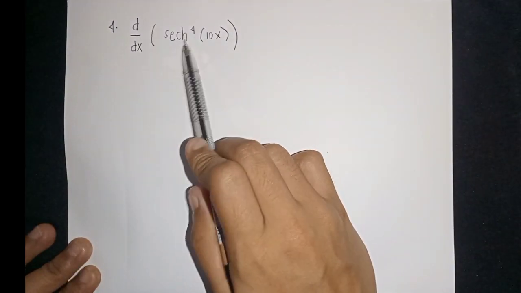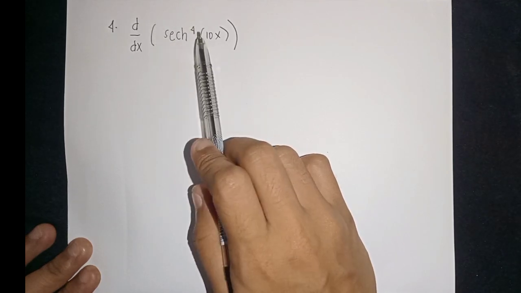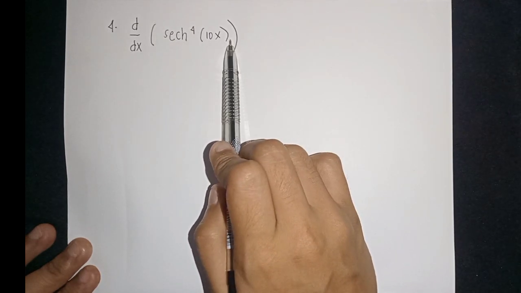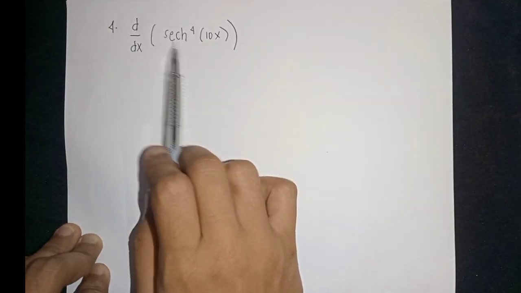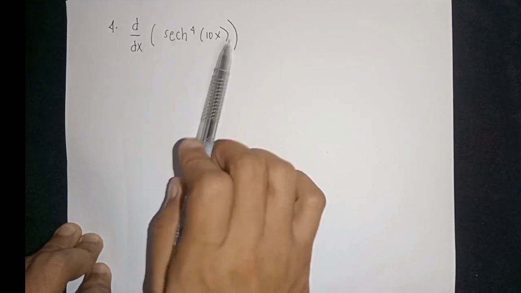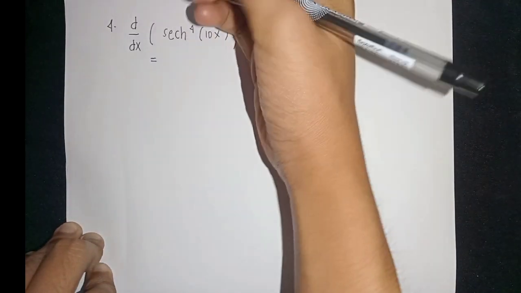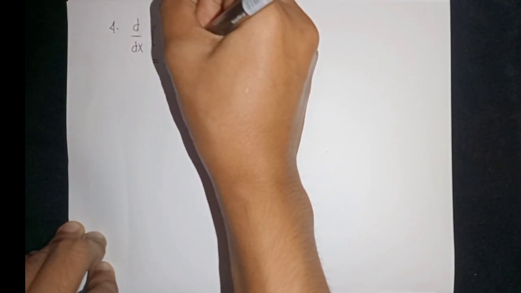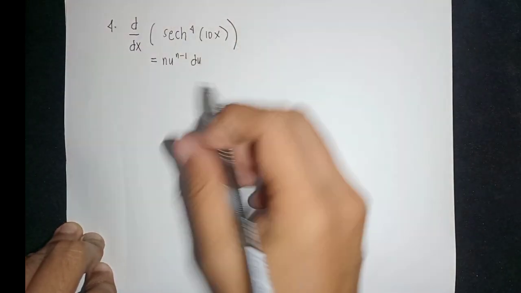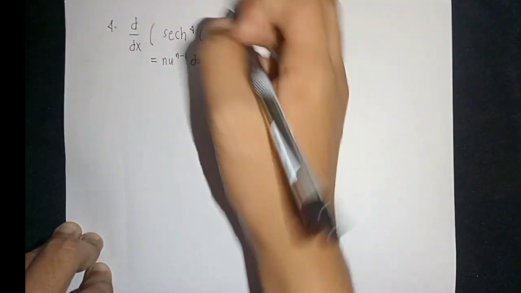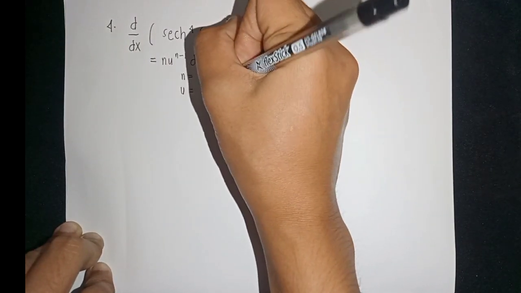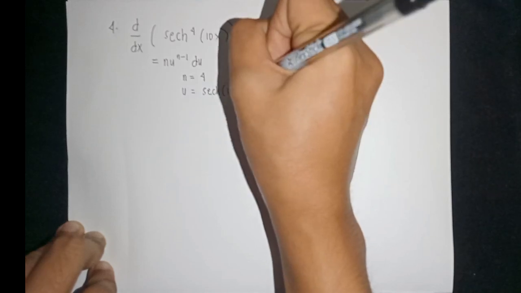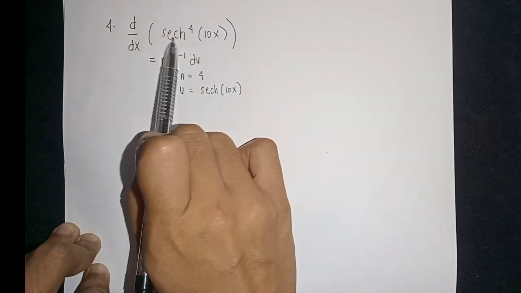For number 4, the derivative of hyperbolic secant raised to 4 of 10x. So we can see here that we have two functions, which are the hyperbolic secant raised to 4 and the 10x. So first, we are going to use the exponential formula, which is n times u raised to n minus 1 times du. And for our n, we have 4, and for our u, we have the hyperbolic secant 10x.